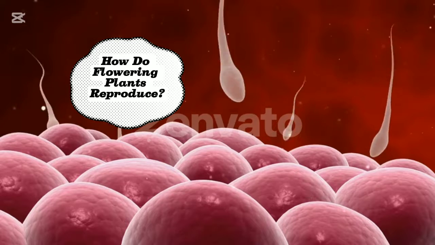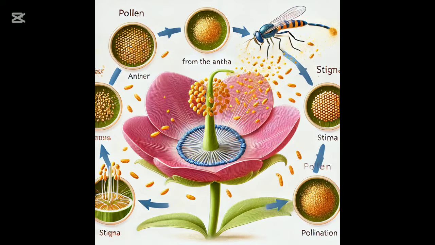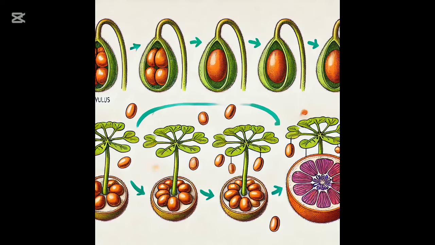3. How do flowering plants reproduce? Reproduction in flowering plants happens in three main steps. 1. Pollination. Pollen is transferred from the anther to the stigma, either by wind, water, or animals. 2. Fertilization. A pollen tube grows through the style to the ovary, allowing sperm cells to fertilize the ovules.